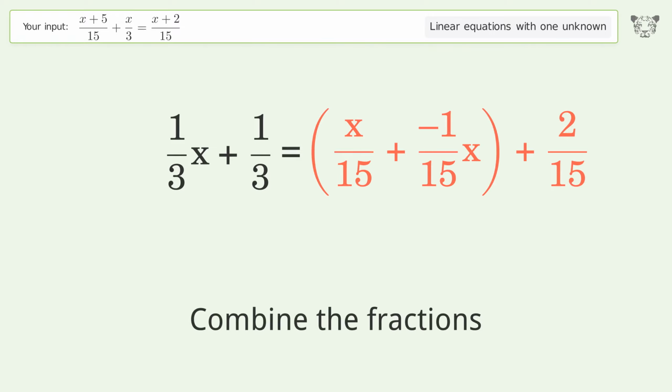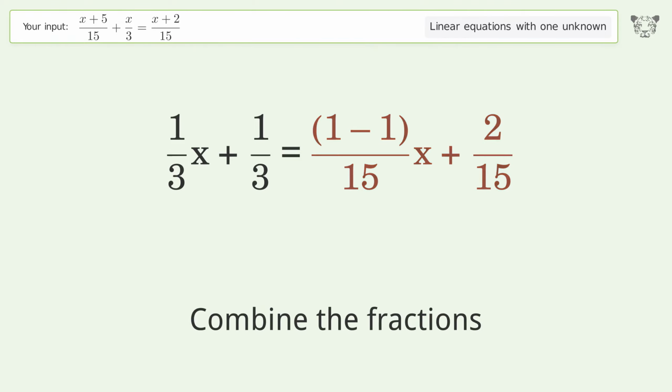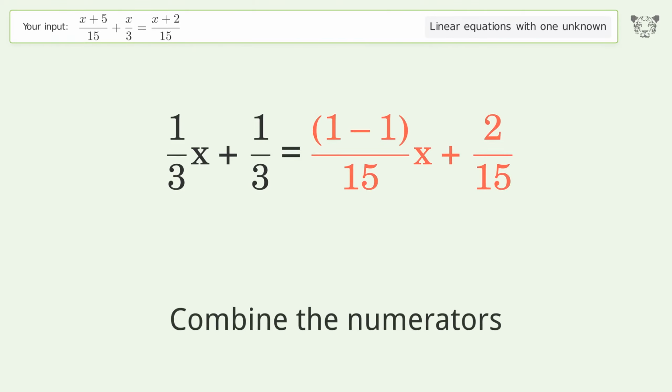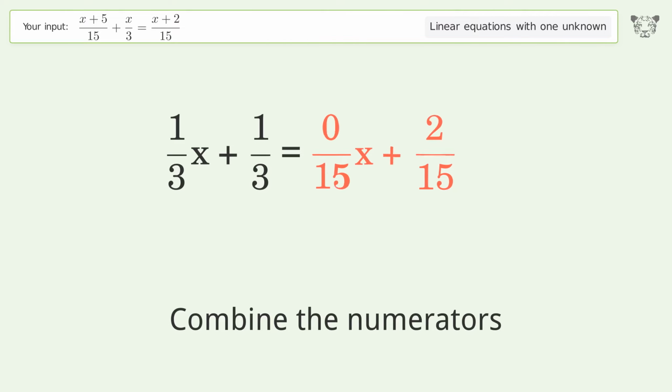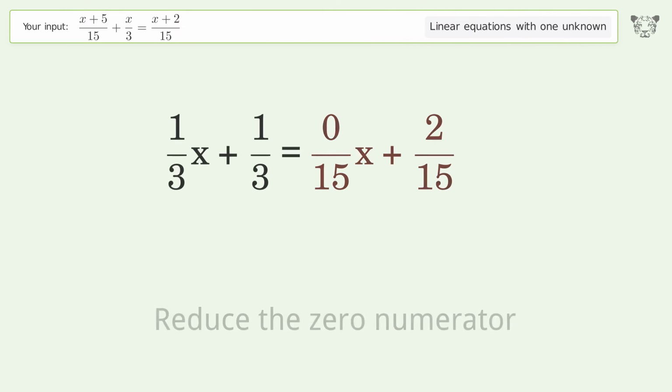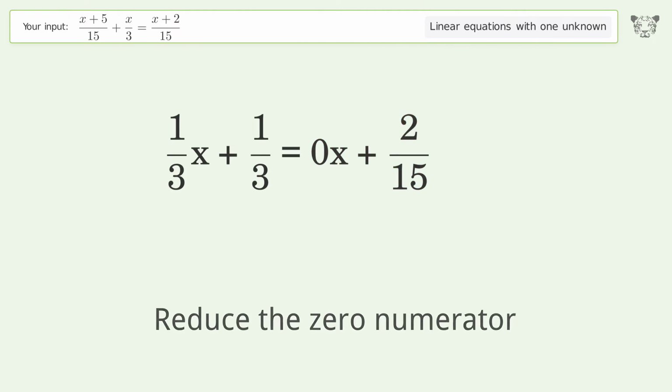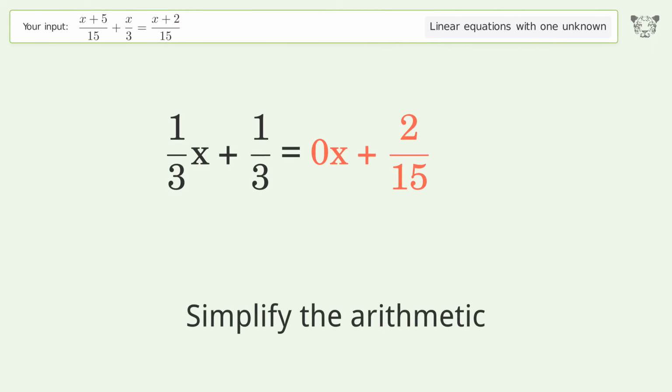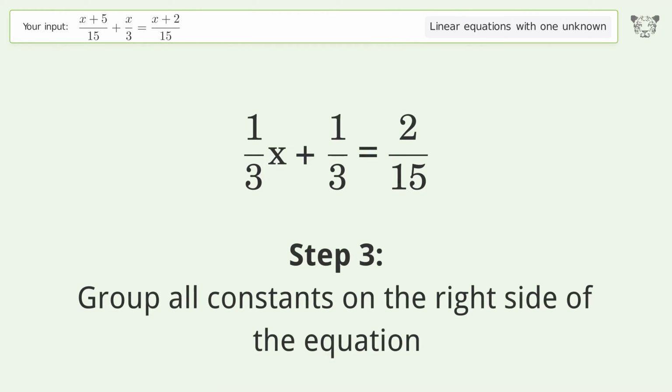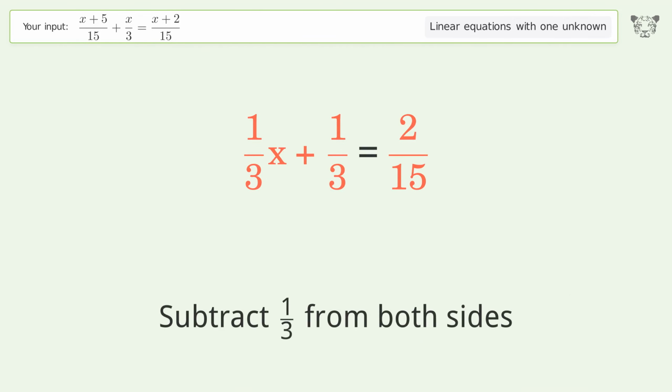Combine the fractions. Combine the numerators. Reduce the zero numerator. Simplify the arithmetic. Group all constants on the right side of the equation. Subtract 1/3 from both sides.